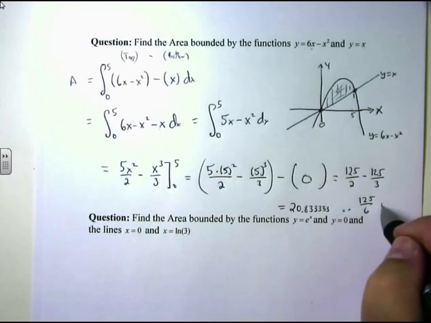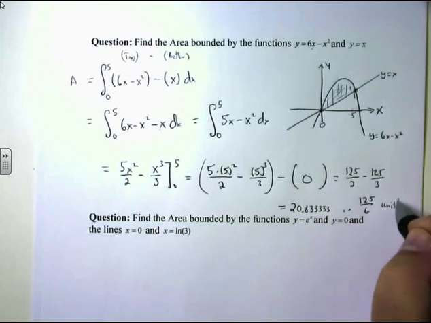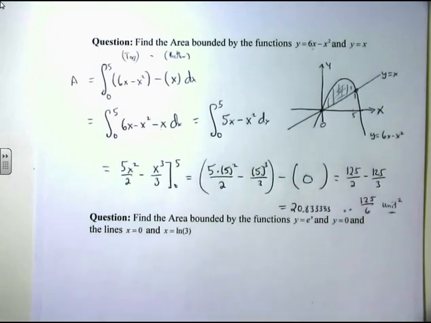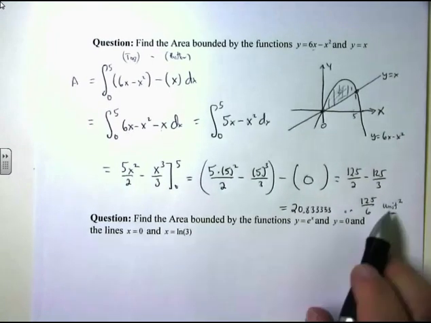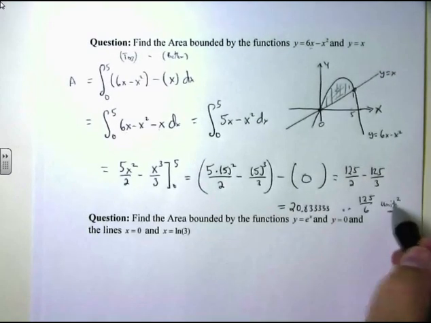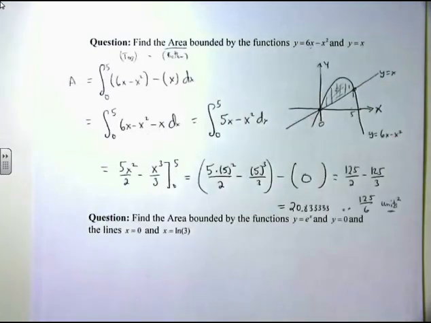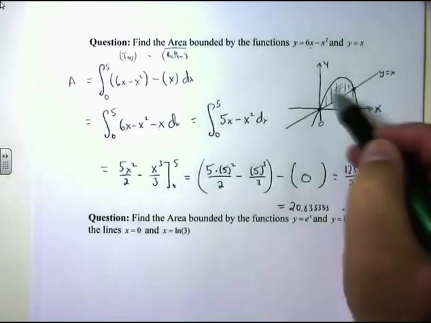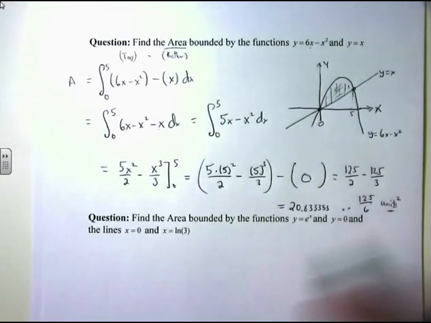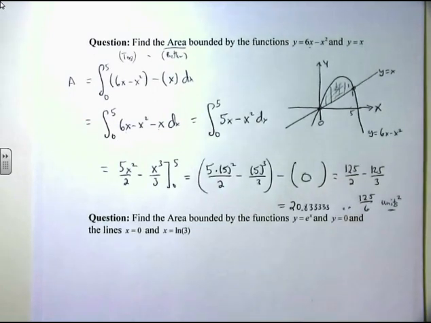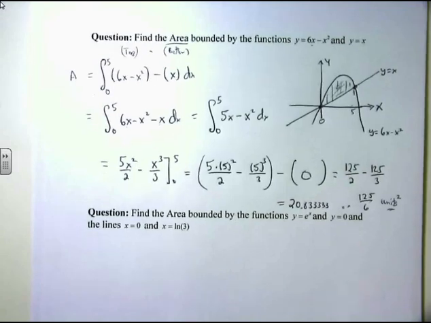And usually I have my students do something like this, but your professor may or may not emphasize this, the idea of units squared. And why units squared? Because you actually calculated the area between these two curves. Even though I didn't give you units, I want to emphasize that it's area, so I use units squared. When I want a distance, it's units. When I want area, it's units squared. When I want volume, it's units cubed. Well, let's take a look at this last problem here.